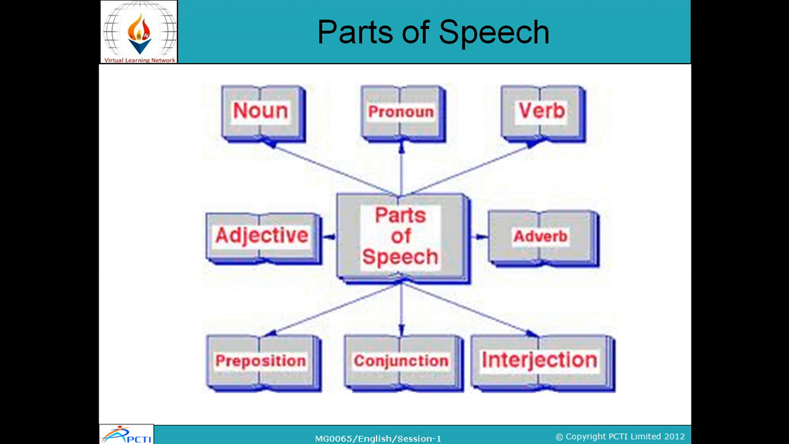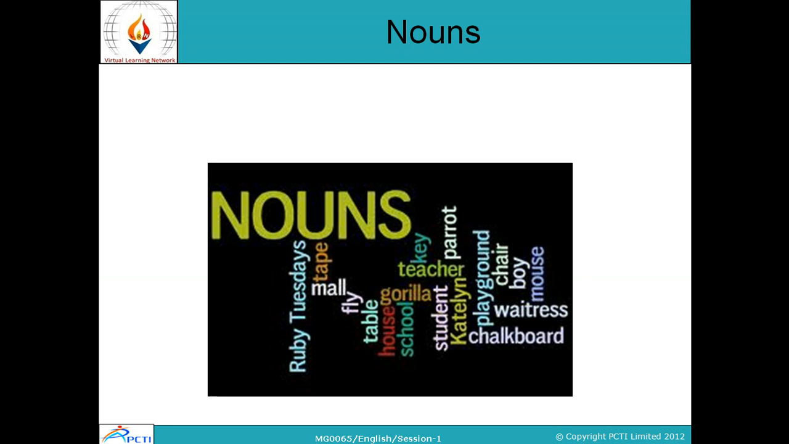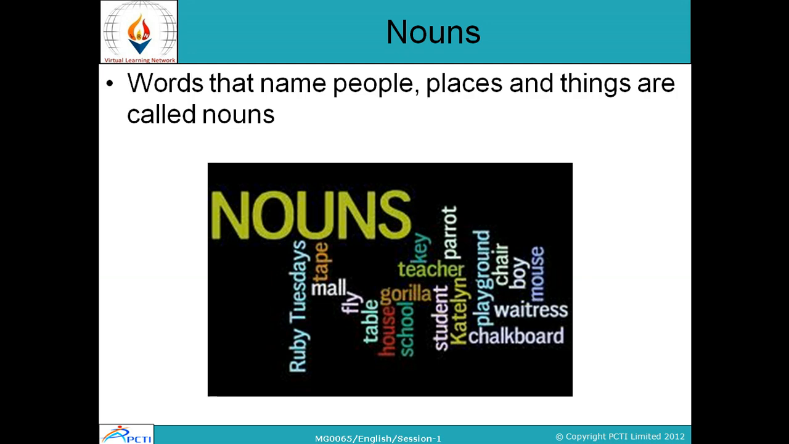Let us quickly revise them. Noun, pronoun, verb, adverb, adjective, preposition, conjunction and interjection. Now let us understand what are nouns. Words that name people, places and things are called nouns. वो वाले वर्ड्स जो पीपल, प्लेस या थिंग के, कोई भी व्यक्ति, वस्तु या स्थान के नाम को संज्ञा कहते हैं. आपने हिंदी में पढ़ा होगा तो हिंदी में संज्ञा और इंग्लिश में noun is the same thing.